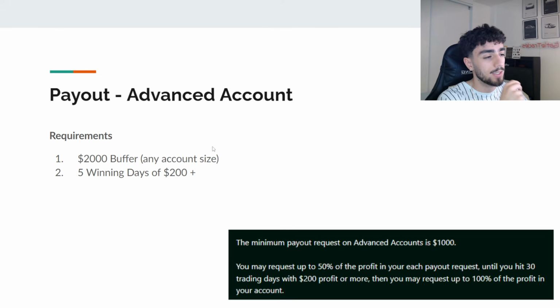So obviously they have these limitations placed, the buffer, so that they can't get drained, because otherwise, if they don't have a consistency rule and you can request 100%, that's not sustainable. So there's no consistency on the advanced. You can trade through news, exit whenever. There's literally no rules except the buffer and 5 winning days, and that's pretty much it.